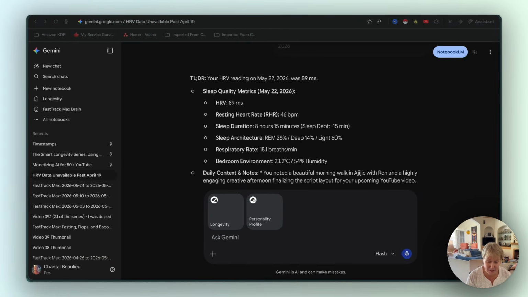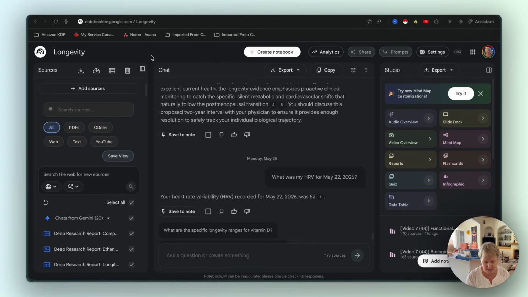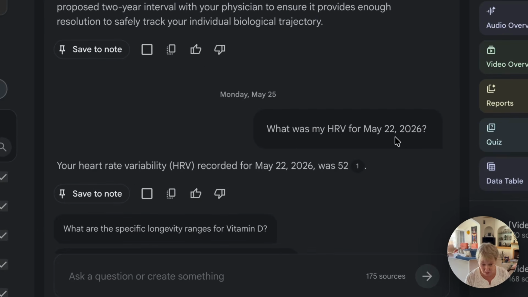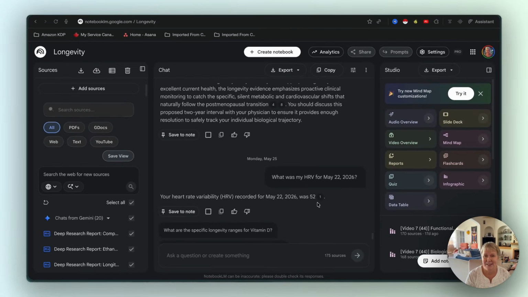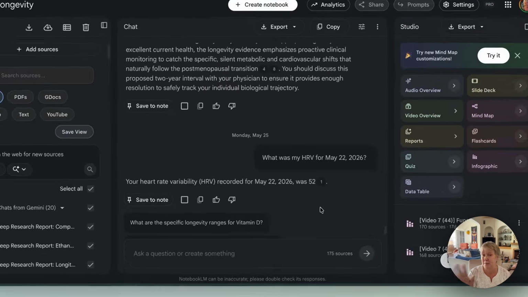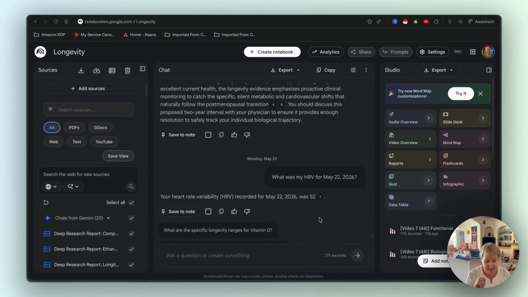I love NotebookLM, and this just confirms it, guys. So I went into my longevity notebook and I asked again, what was my HRV for May 22nd, 2026? Your heart rate variability recorded for May was 52. That was exactly what it was supposed to find. And I've tested it a number of times, and even though I have 175 sources now, because I did a bit of a cleanup at some point, and they're all checked, it goes into it and it finds it.